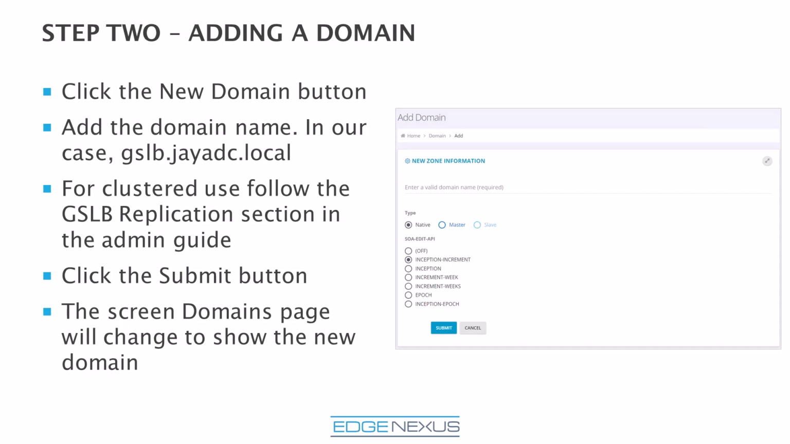To create a new domain, you should start by clicking on the New Domain button. Once you click this button, you will be taken to a page where you can add the domain name you want. In the example provided, the domain name used is gslb.jadc.local, leaving all other settings as they are.